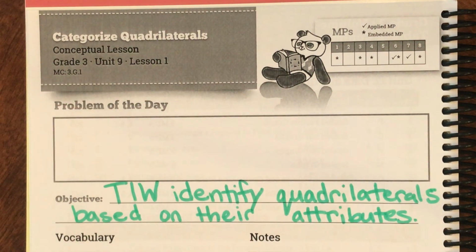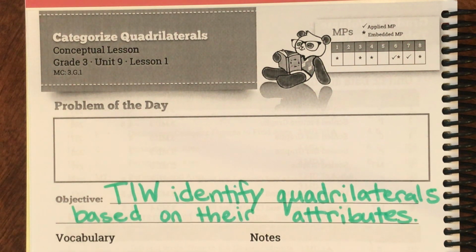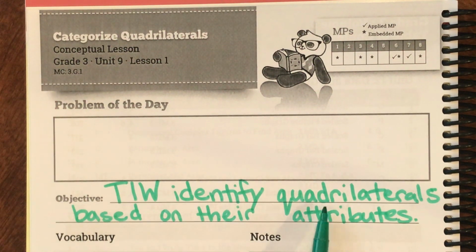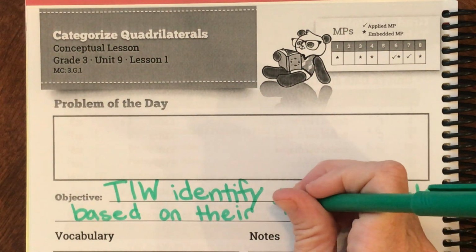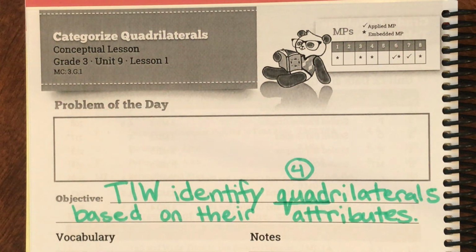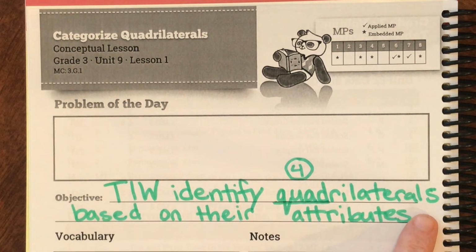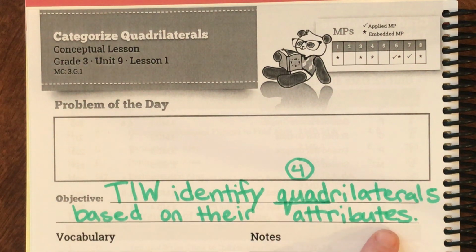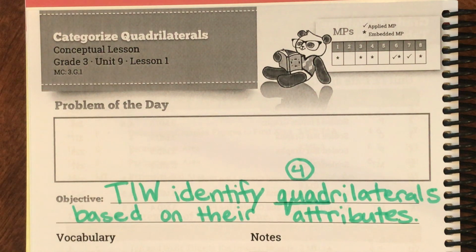Okay, that's quite a long goal or objective for the day, so I'll give you some time to write it. It says, today I will identify. Identify just means to be able to kind of find or to label. Quadrilaterals. When you see the word quad, hopefully a 4 pops in your mind. Quad. So quadrilaterals based on their attributes. Okay, attributes. Attributes are like their characteristics. It's what makes them who they are. Okay, so that's what we're going to be doing today.